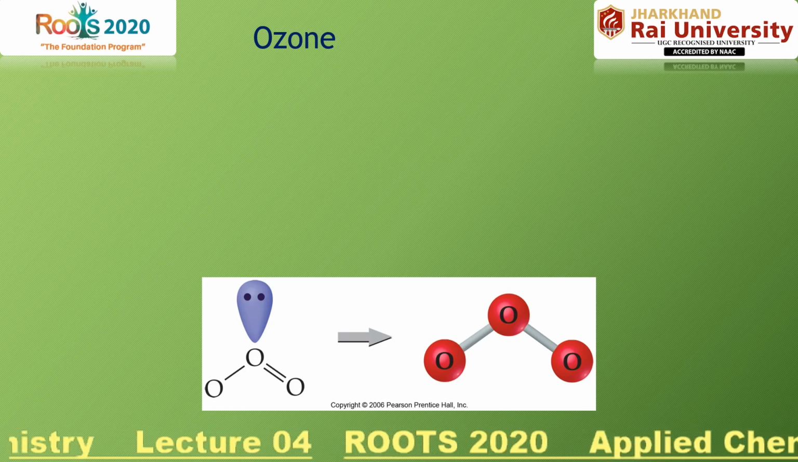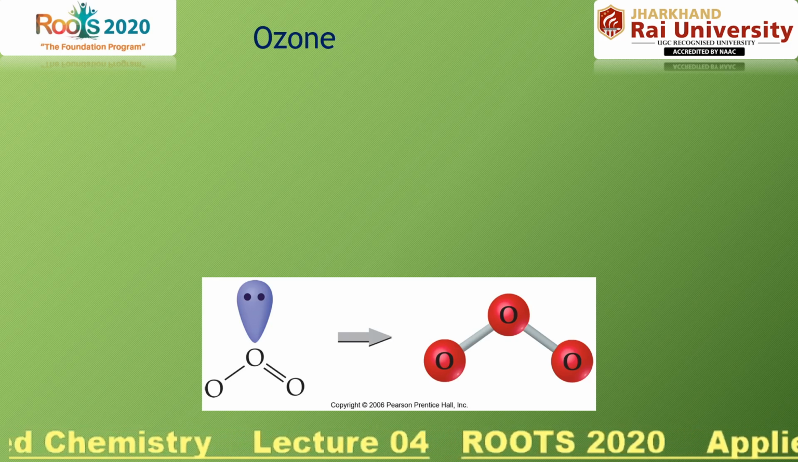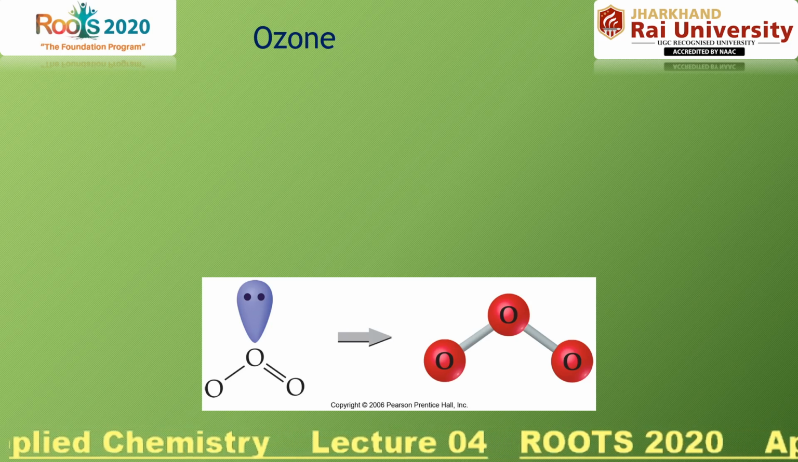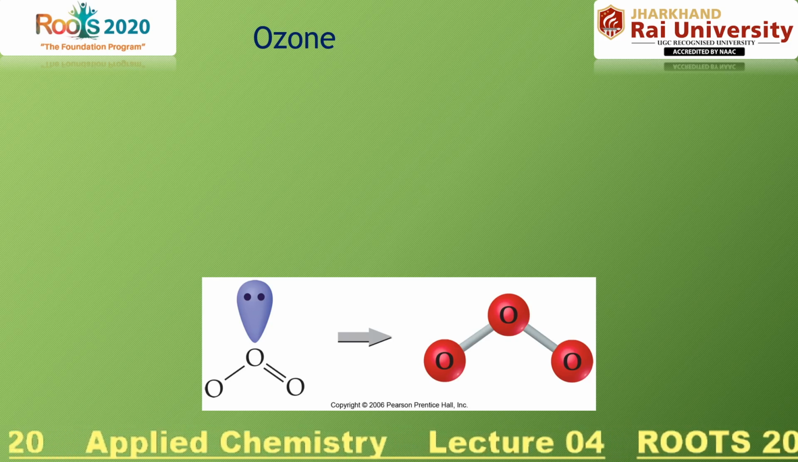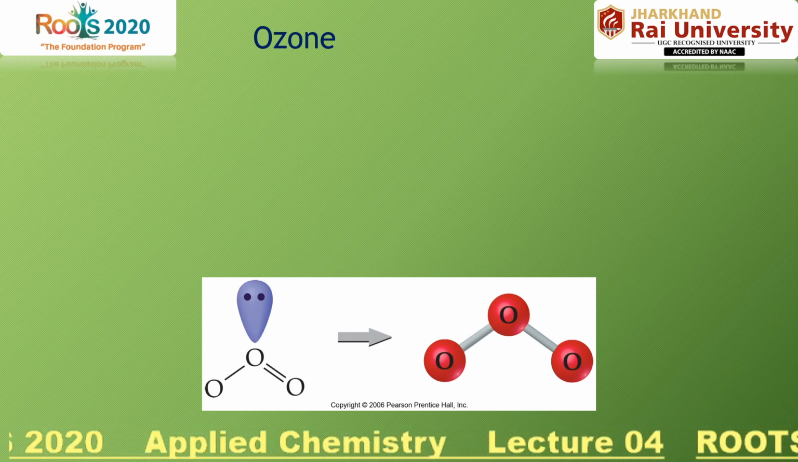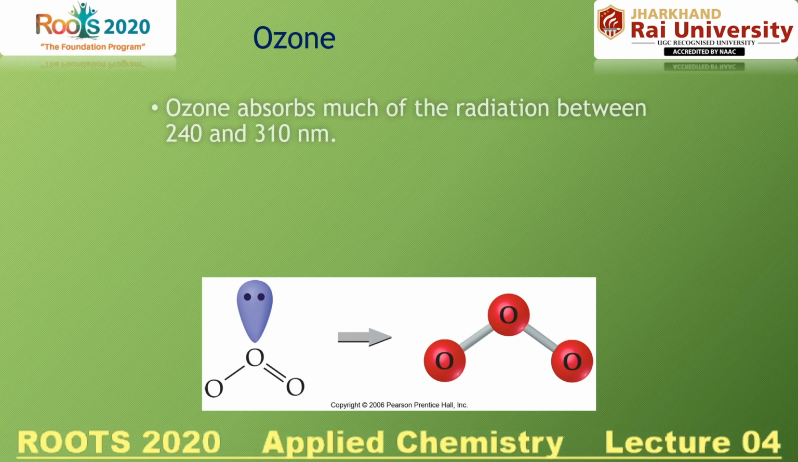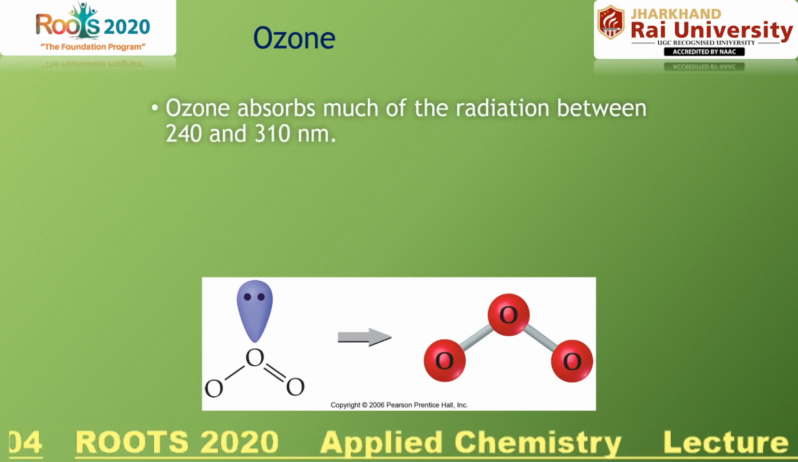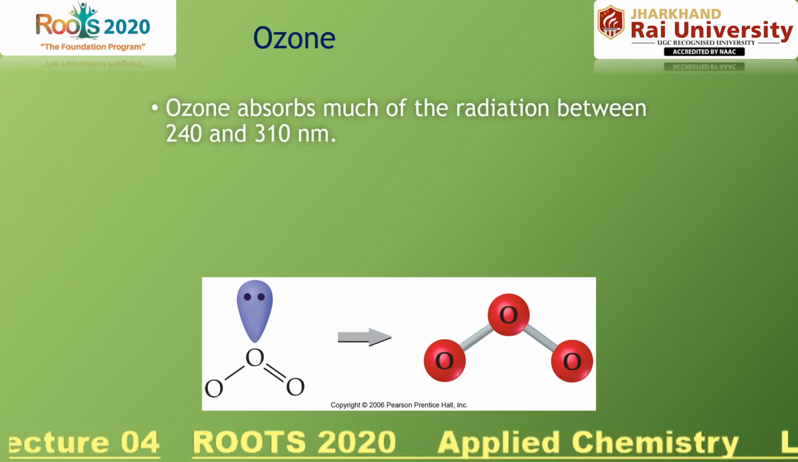From here you can see the structure of ozone. In oxygen the formula is O2, but in the case of ozone it is O3. Oxygen is a linear molecule, but ozone is not linear. It is bent in shape, and it absorbs much of the radiation between 240 and 310 nanometer range.